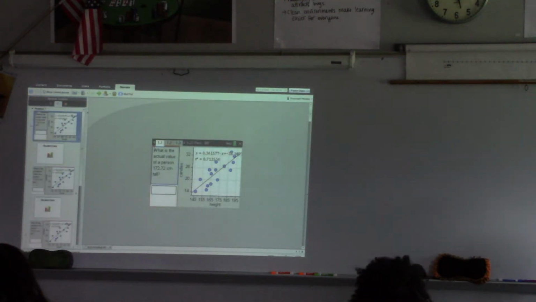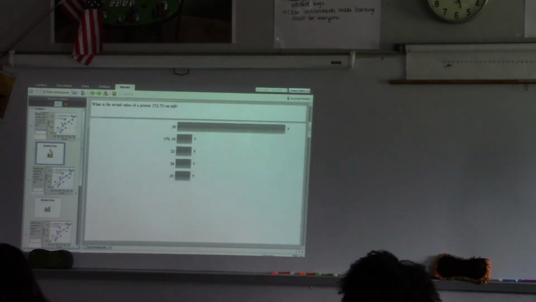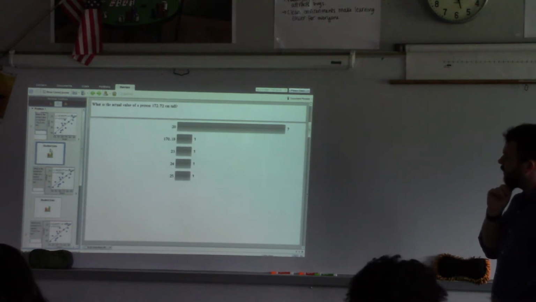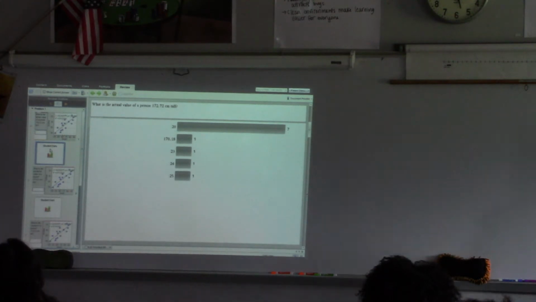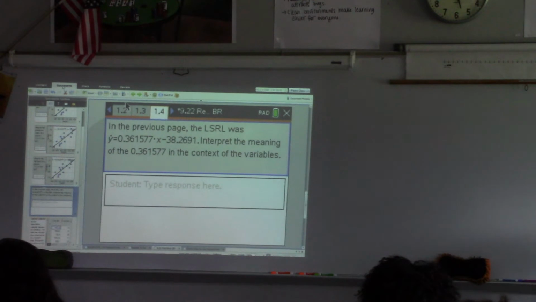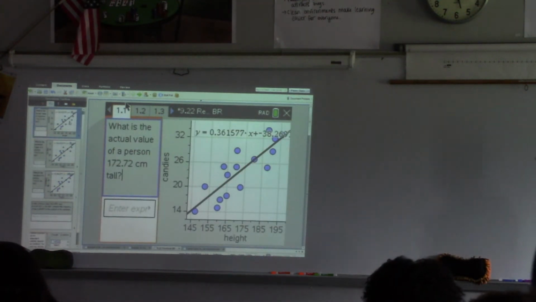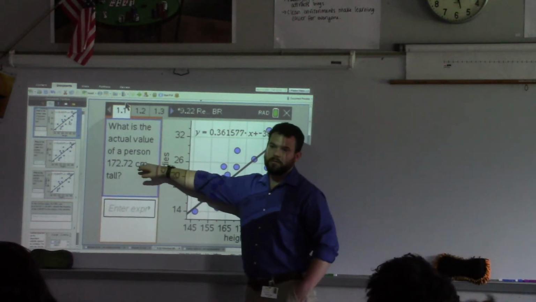Alright. So, for the most part, a lot of us said that a person who is 172.72 centimeters tall is going to collect 20 candies. I got 23, I got 24, and 25 up there. So, how did we come up with 20? We went on the dot. So, when we calculate the actual value, are we supposed to substitute this number in? Yes.